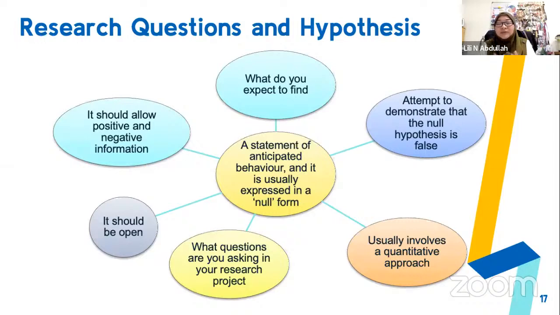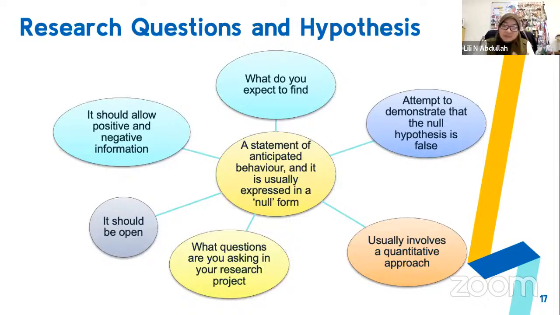So what is a hypothesis? It's just a statement, an anticipated behavior, where usually it is null. Means like COVID-19 gives a good impact to the students, equals null. So you want to prove that. Usually this is quantitative research. So if you do qualitative research, usually we don't have a hypothesis. But again, some research needs both. So this is to attempt to prove that null is false. We want to prove that COVID-19 doesn't affect students, that it's wrong. This is what a hypothesis is.